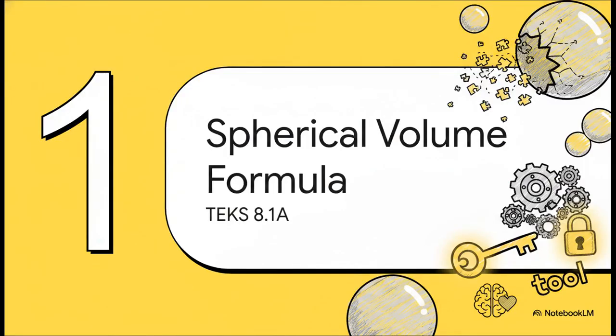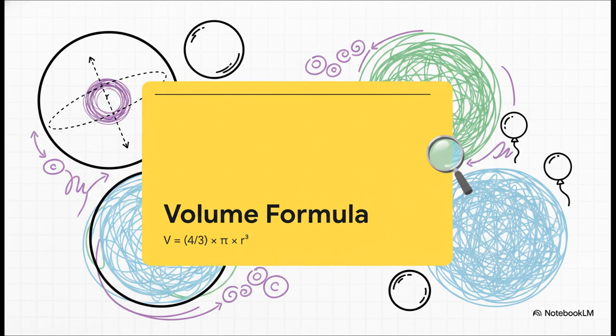All right, moving into section 1, the spherical volume formula. To make all those crucial engineering decisions, we need a specific tool. And here is your master key. Volume, represented by V, equals 4/3 multiplied by pi multiplied by the radius cubed.